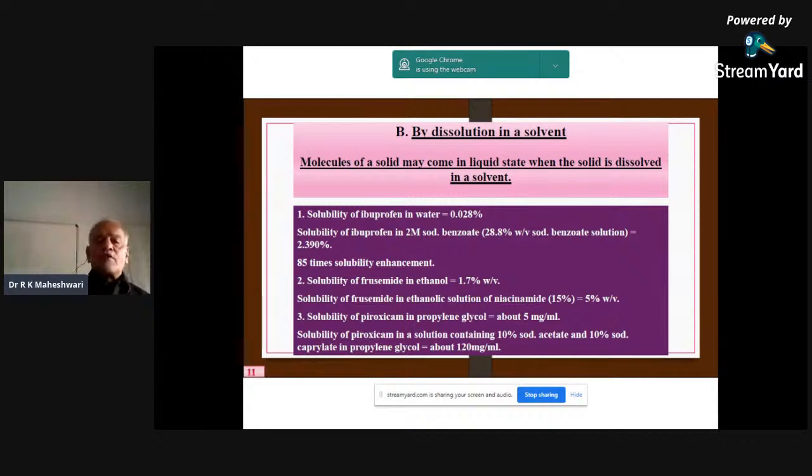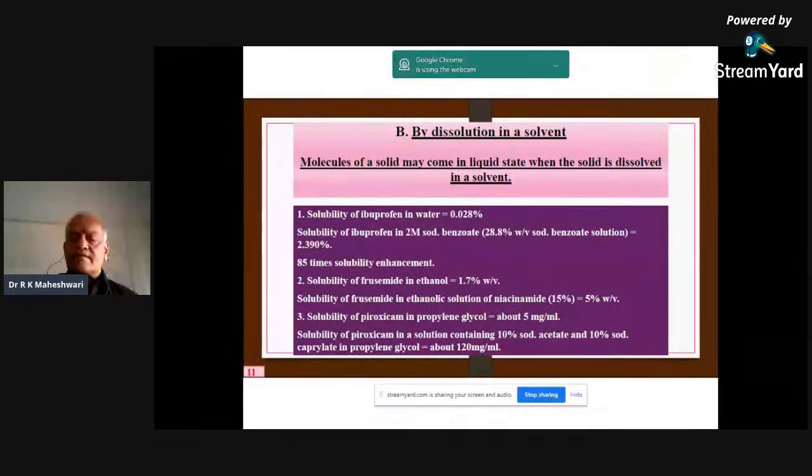Now number 3, solubility of piroxicam in propylene glycol. This is the third example. Here, the solubility of piroxicam in propylene glycol is about 5 milligram per ml. But if we prepare a solution containing two solids, 10% weight by volume sodium acetate and 10% sodium caprylate in propylene glycol, combined 20% solid content is there.